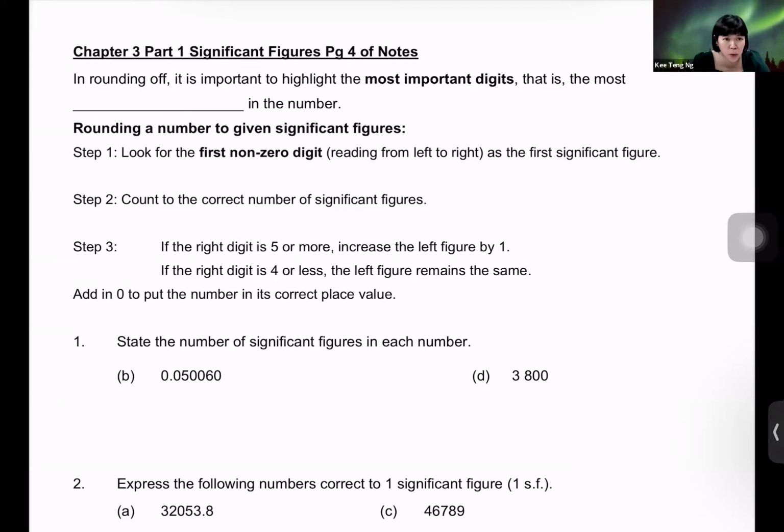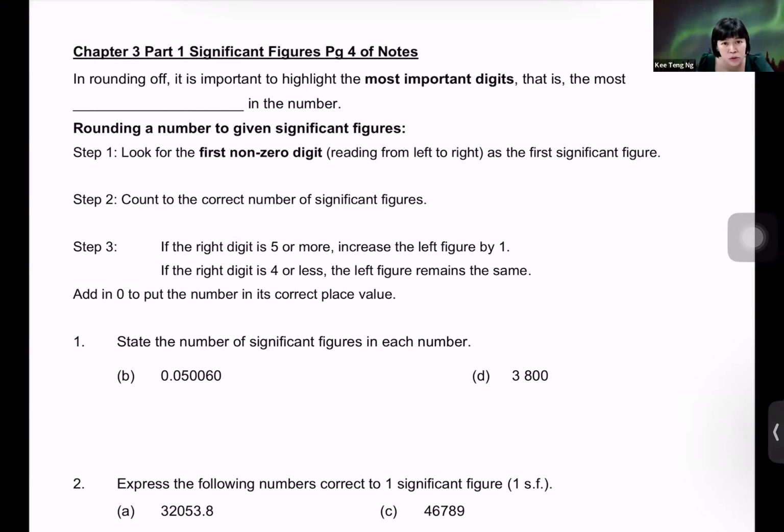Now, in this part of the video, we're going to cover Chapter 3, Part 1, Significant Figures. This is on page 4 of your notes. And some of the questions over here are additional questions that are not inside the notes. I'll need you to write down the additional questions onto the notes itself.